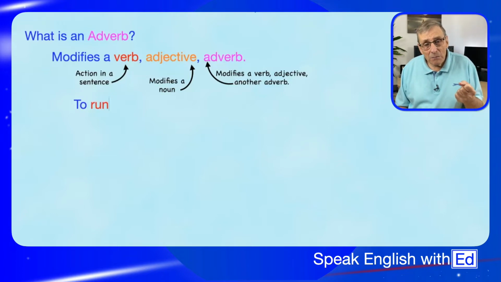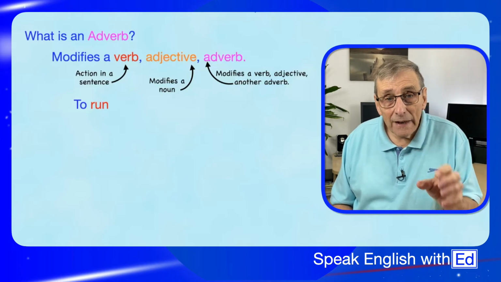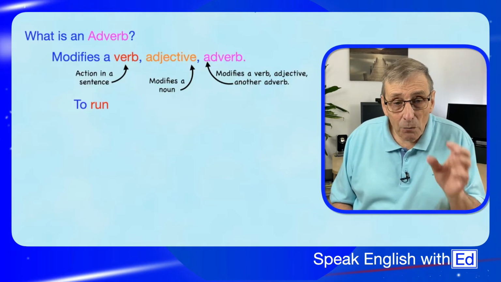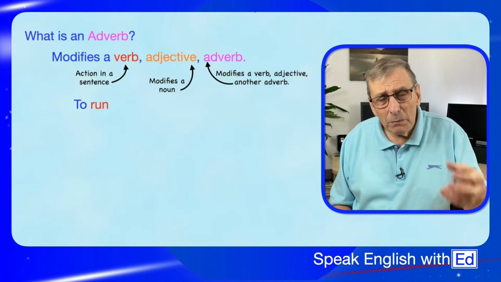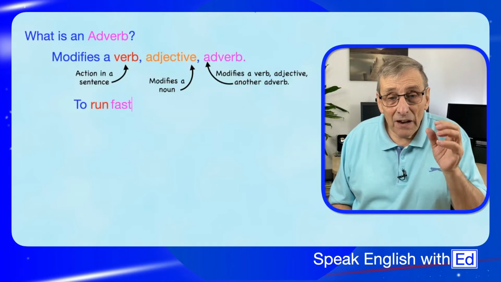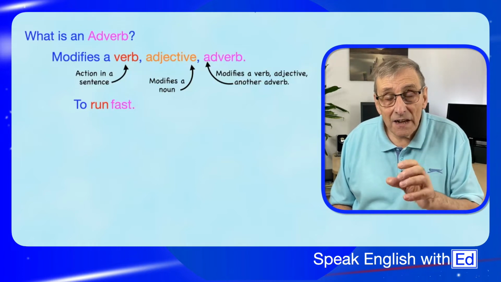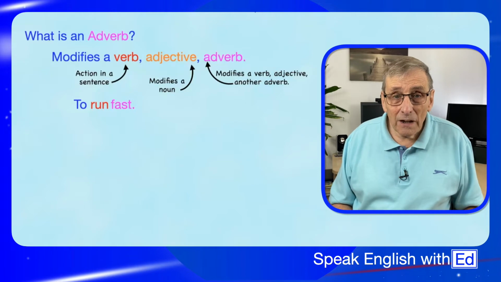So as an example, let's take a phrase to run. Now run here is the verb, and we want to modify the run and give a little bit more information about it. We use an adverb, so we can say to run fast. Now we've got a little bit more information.